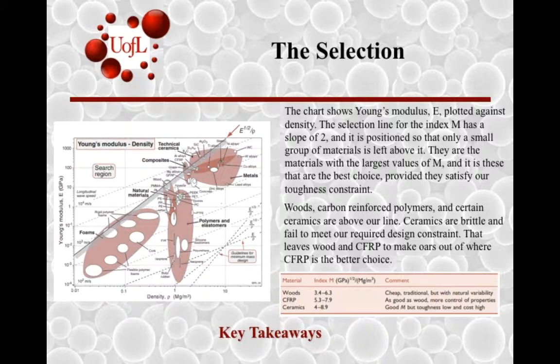Of those 3, the ceramics are too brittle, their toughness isn't high enough, so they aren't a suitable material for an oar. That leaves wood and carbon fiber reinforced polymers. And of the 2, the carbon fiber reinforced polymers are better. They're just as cheap as wood, and they give more freedom when creating an oar.